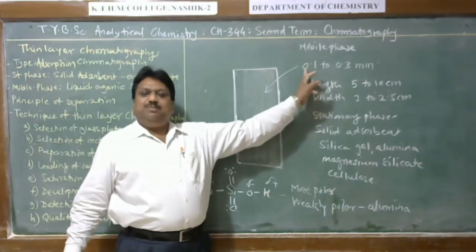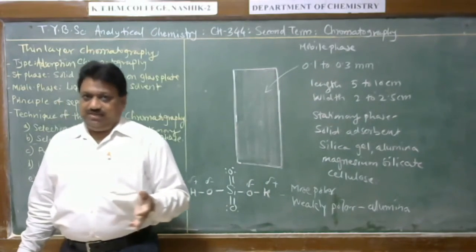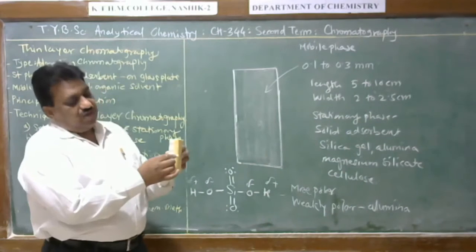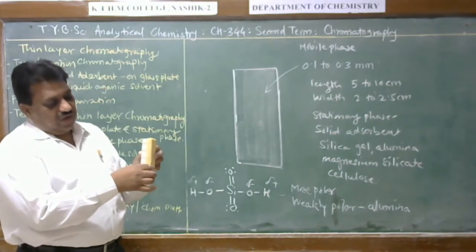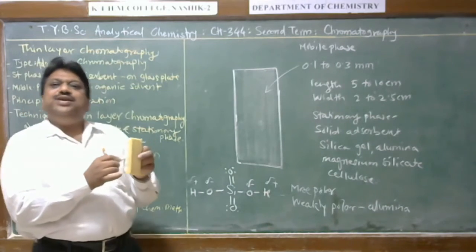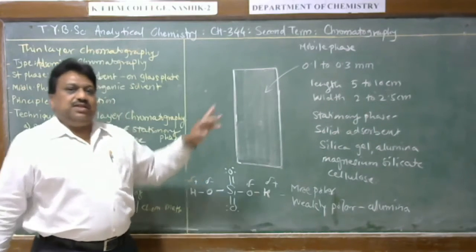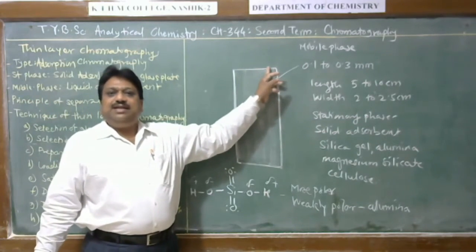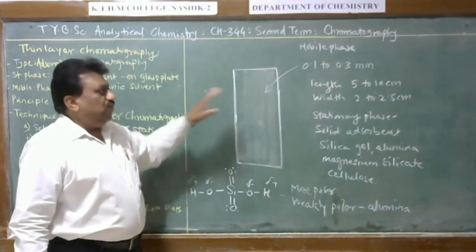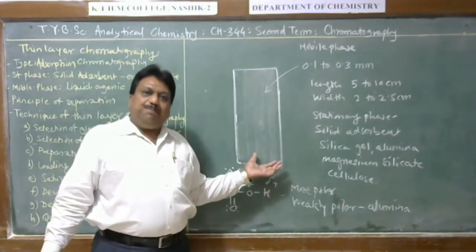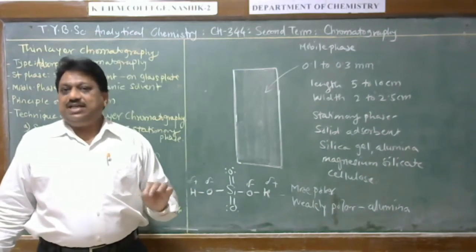The thickness of adsorbent material should not be more than this, otherwise development is not possible. This is because longitudinal migration is also possible along this axis, and therefore, to avoid this longitudinal diffusion, the thickness of the adsorbent material should not be more than 0.5 millimeter. For good development, the thickness of the adsorbent material should be as small as possible.